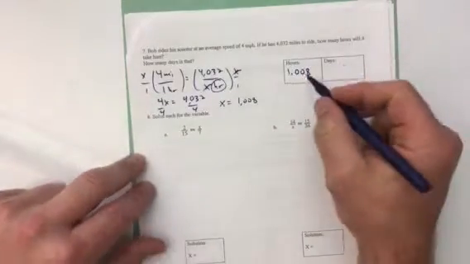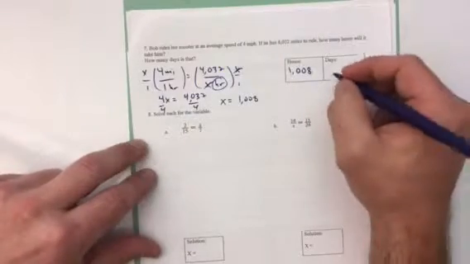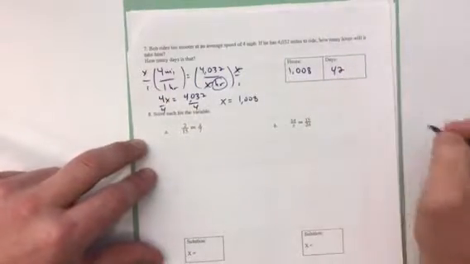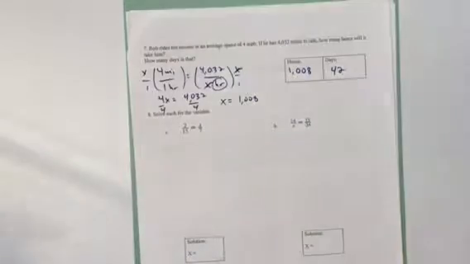This is in hours. So for the hours, it's 1,008. For days, if you divide this by how many hours in a day, which is 24, you will get 42. This number should have been less than the number of hours. Some of you got that a little mixed up, but that's okay.